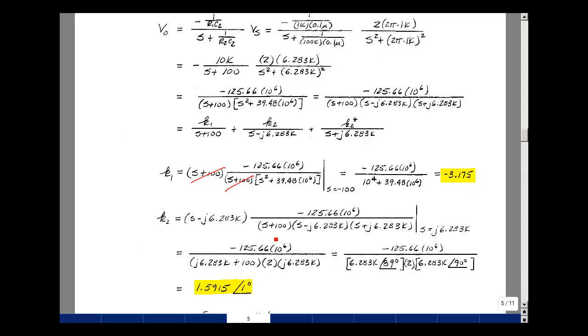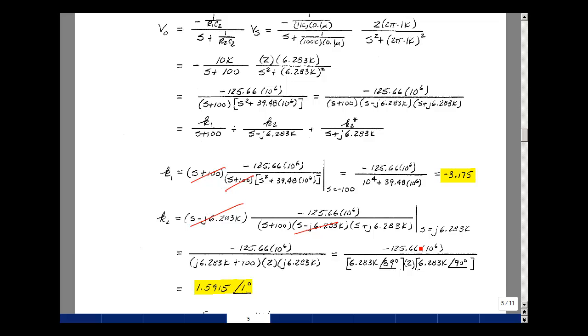For k2, we'll take the same expression and multiply it by this root, so s minus j 6.283k, and then evaluate it at s equal to plus j 6.283k. We get our term cancellations. We get this quantity divided by j 6.283k plus 100. And then we have two of these, so 2 times the quantity j 6.283k. Put this into polar form, 6.283k, and the angle is very close to 90 degrees since this is much shorter than this. Of course, this is just going to be equal to the magnitude at an angle of 90.